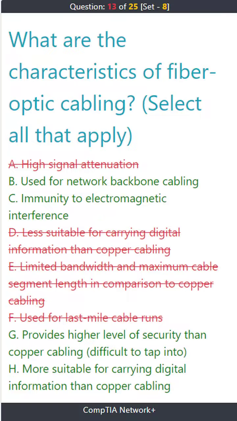The correct answers are B. Used for network backbone cabling. C. Immunity to electromagnetic interference. G. Provides higher level of security than copper cabling, difficult to tap into. H. More suitable for carrying digital information than copper cabling.